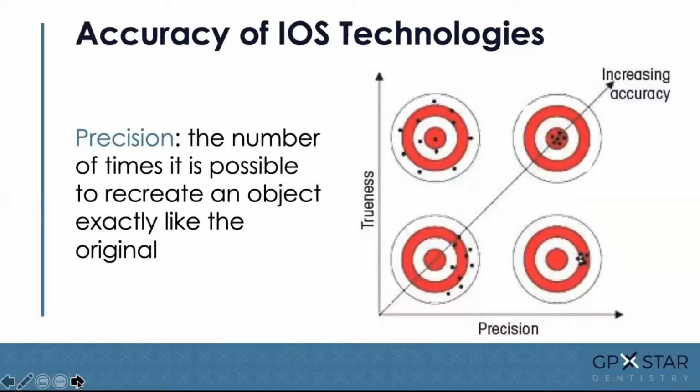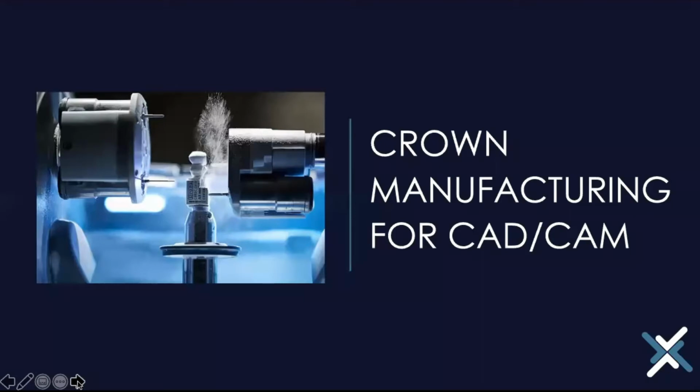Same thing, but how many times can you repeat the action and get exactly the same result? So as you can see on that little scale, it shows you how it works there. So as you increase your trueness and you increase your precision, your accuracy will be better.